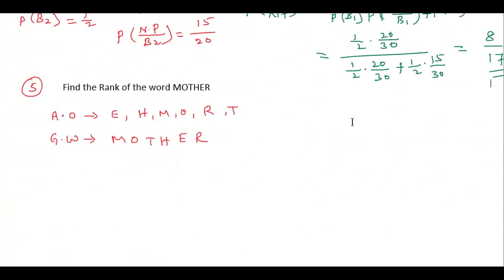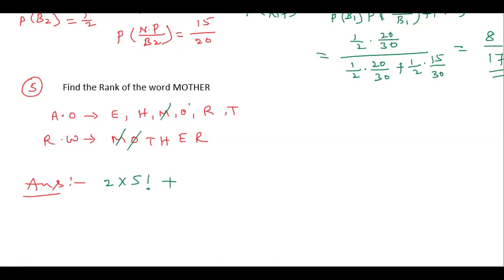Find the rank of the word MOTHER. First write in alphabetical order: E, H, M, O, R, T. Now the rank of the word MOTHER. Now we know the shortcut method, I am going to write directly. See that cancellation. Cancel the M of MOTHER. Before M there are 2 letters. Now remaining letters 5, so 5 can be arranged in 5 factorial.